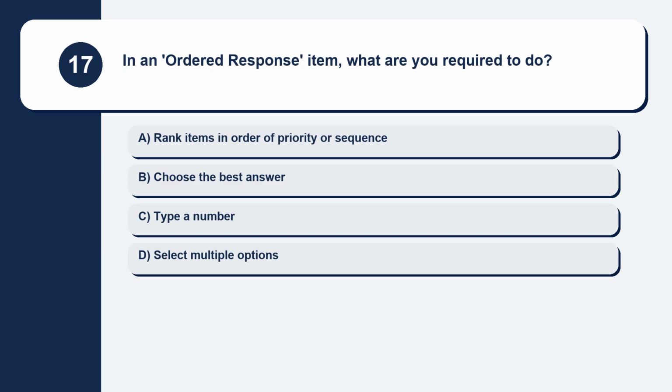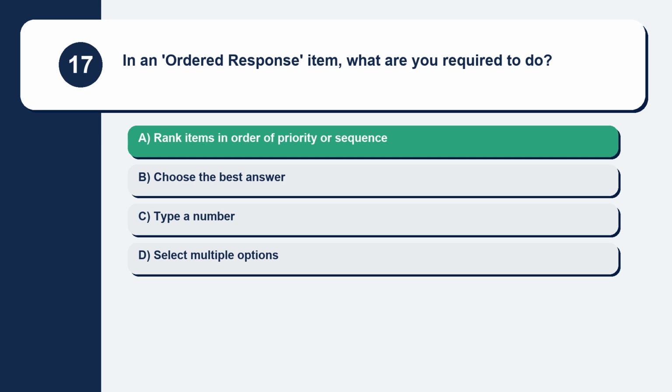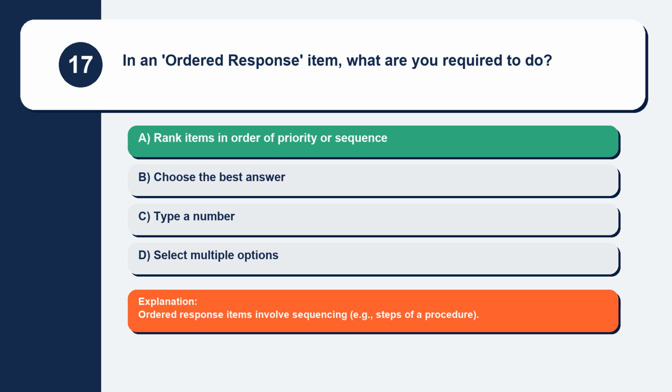Question 17. In an ordered response item, what are you required to do? Rank items in order of priority or sequence. Choose the best answer. Type a number. Select multiple options. Ordered response items involve sequencing, for example steps of a procedure.